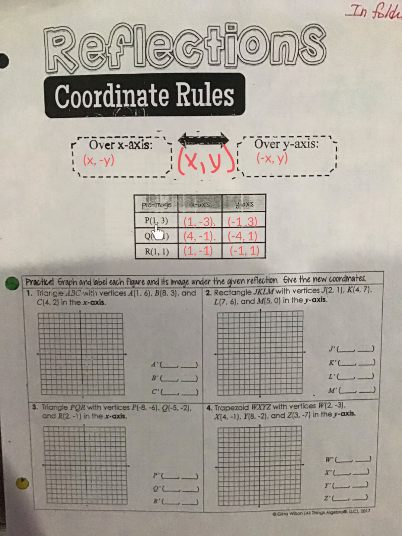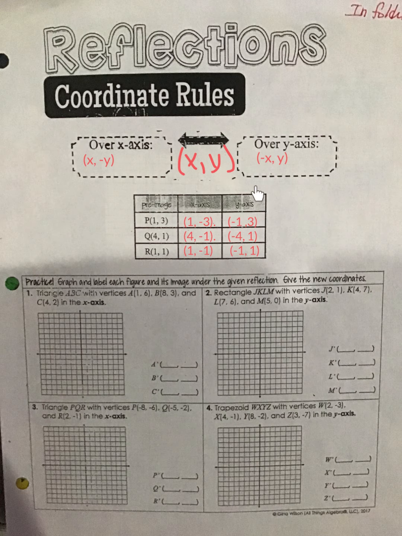This was our original point. Notice 1 stayed 1, 4 stayed 4, 1 stayed 1. The x's stayed the same. X-axis, x stays the same. Y is the opposite. Here we had a 3, -3, 1, -1, 1, -1. Remember, when you're making it the opposite, if any of these numbers were negative, they would become positive, but these were all positive, so they became negative.